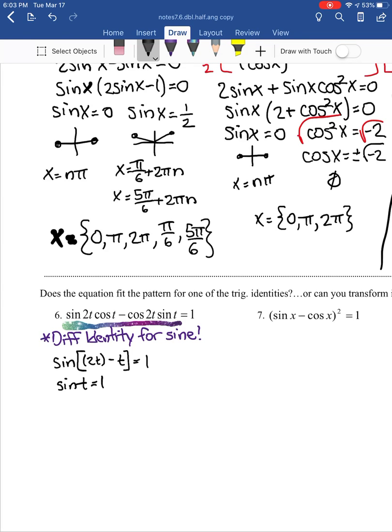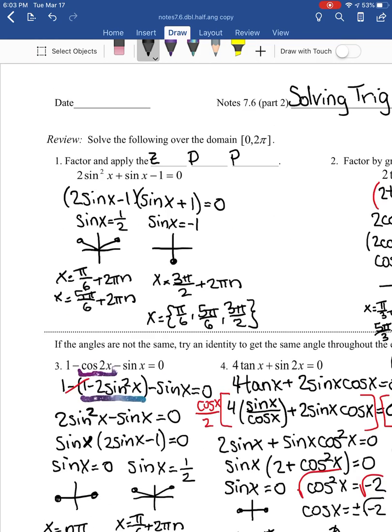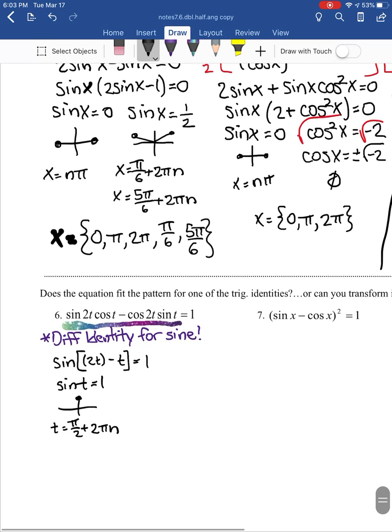I think about my unit circle. Sine of t equaling 1 happens only up there. So t is equal to pi over 2 plus 2 pi n. Oops, so sorry. Right, sine of 2t minus t. Yes, so pi over 2 plus 2 pi n. There is only one solution on the interval 0 to 2 pi, which is pi over 2.